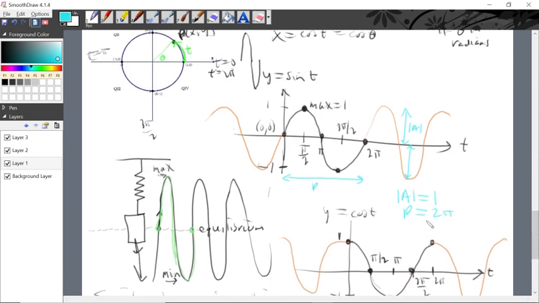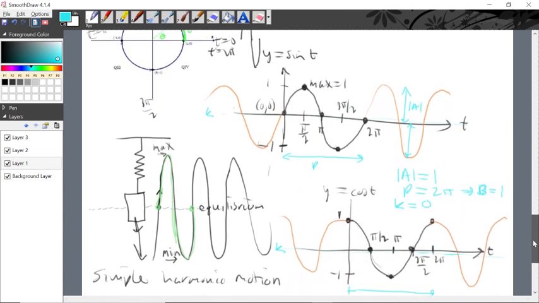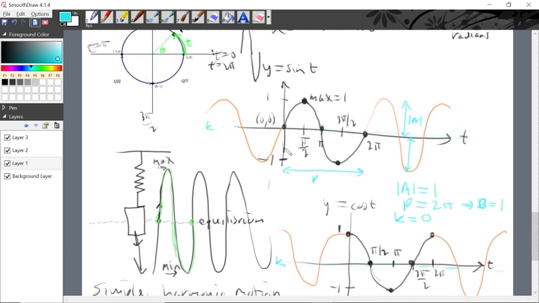Okay? And therefore, the value of b, the value of the frequency, was equal to 1. We have one complete wave within a span of 2 pi. The value of the equilibrium, k, that's right through the center, k is equal to 0. In both cases, k is equal to 0. And what about the horizontal shift? The horizontal shift, well, these are the standard waves, and the standard waves are not shifted at all.